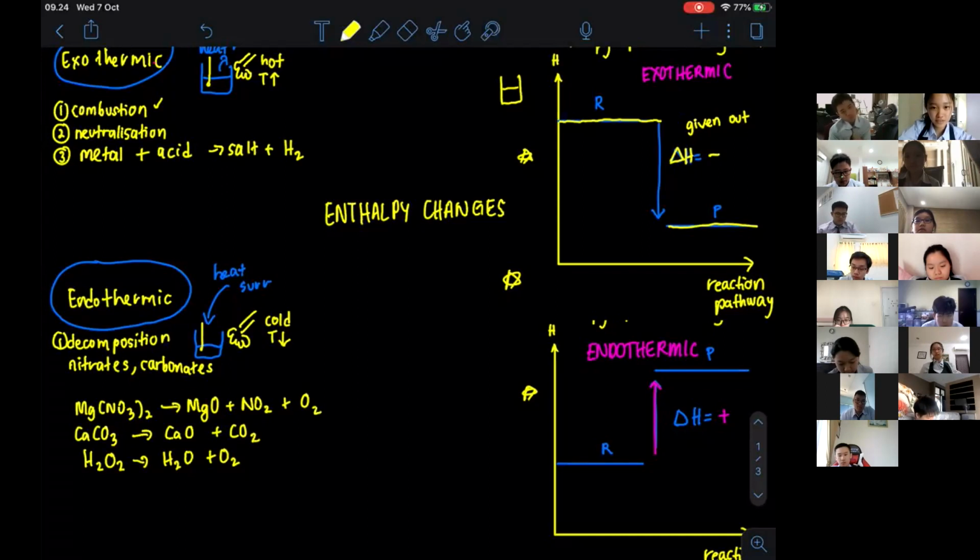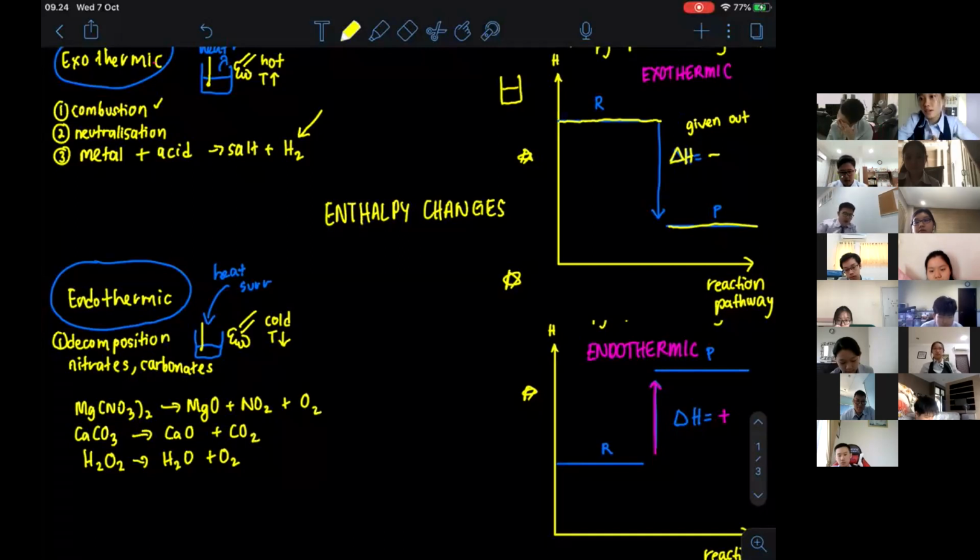So, Josh, can you tell me, how do we test for hydrogen gas in our lab? Using a lighted splint, there's going to be a pop if there's hydrogen.